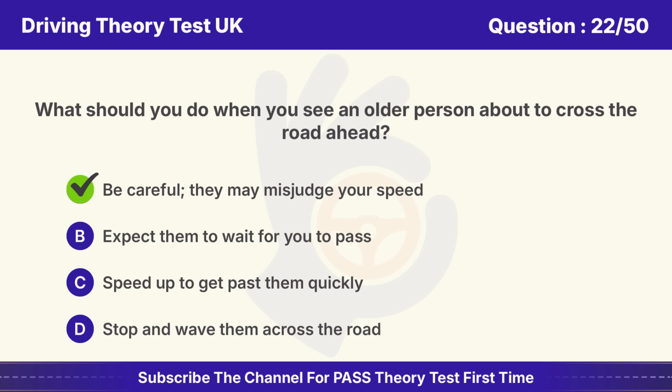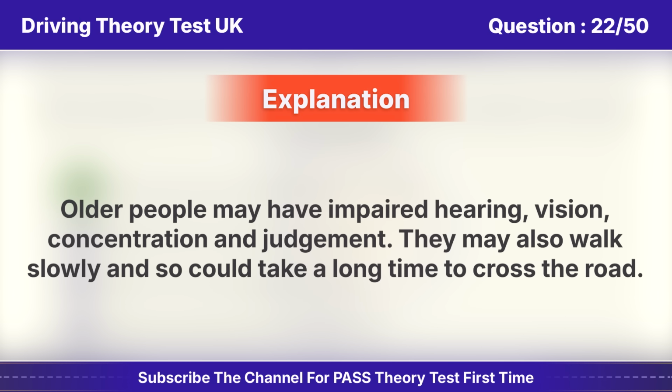Answer is A. Be careful. They may misjudge your speed. Older people may have impaired hearing, vision, concentration, and judgment. They may also walk slowly and so could take a long time to cross the road.